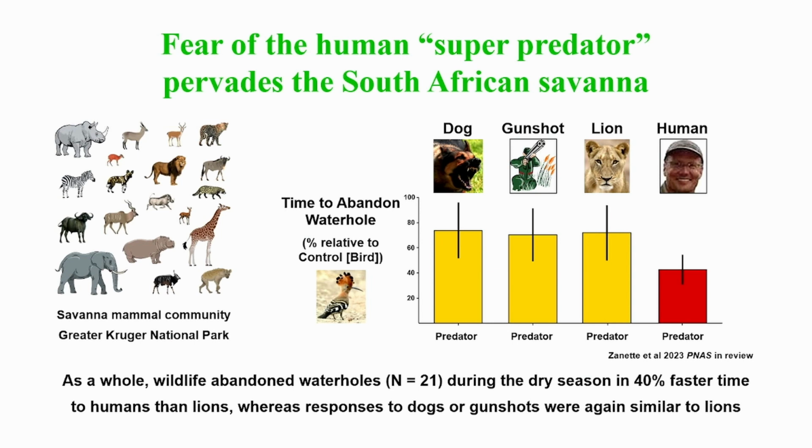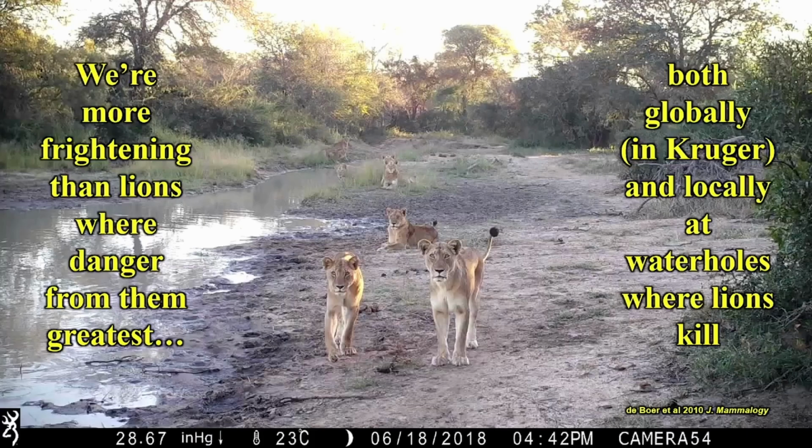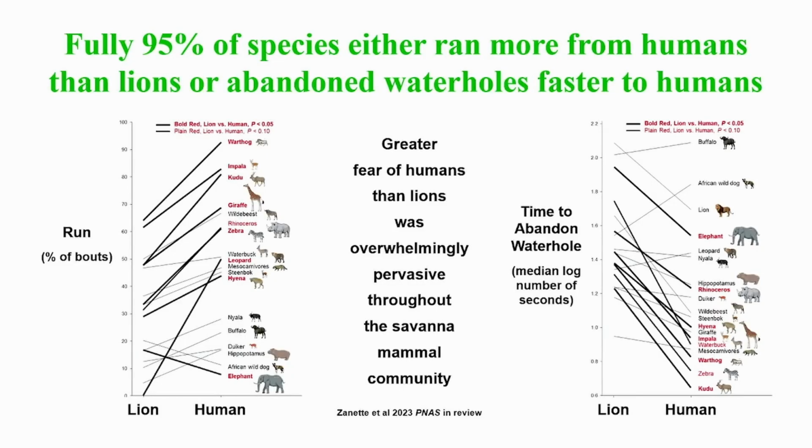Now, again, thinking about this in relation to lions, what this means is we're more frightening where the danger from them is greatest, both globally, i.e. in Kruger, and locally, at waterholes where lions do all their killing. Now, breaking these results down by species, greater fear of humans than lions was overwhelmingly pervasive throughout the savanna mammal community, as fully 95% of species either ran more from humans than lions or abandoned waterholes faster to humans.